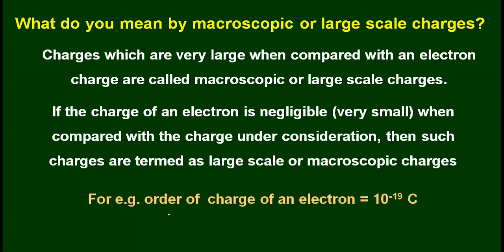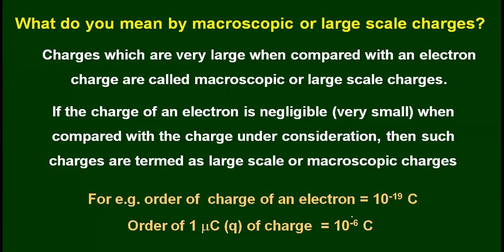For example, order of charge of an electron. You know, order means I have to take only the power. You know, electron charge is 1.6 into 10 to the power minus 19 coulomb. So order of charge of an electron is 10 to the power minus 19 coulomb. Now let me compare the order of charge of an electron with 1 microcoulomb. So order of 1 microcoulomb of charge.